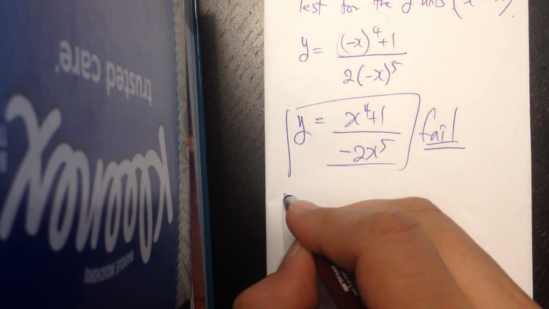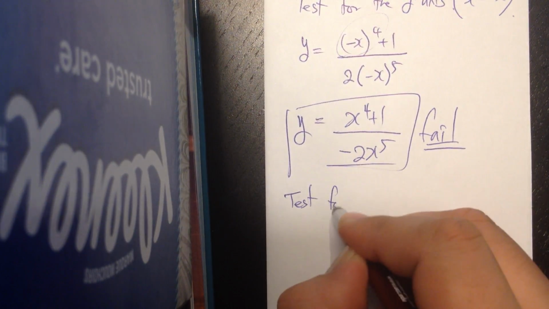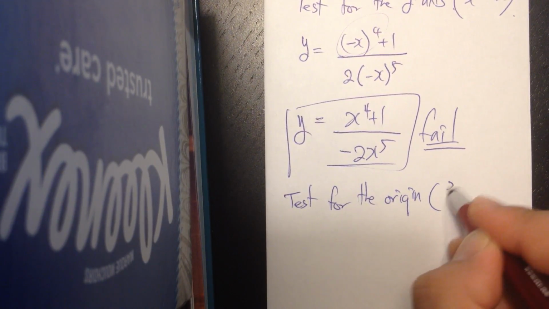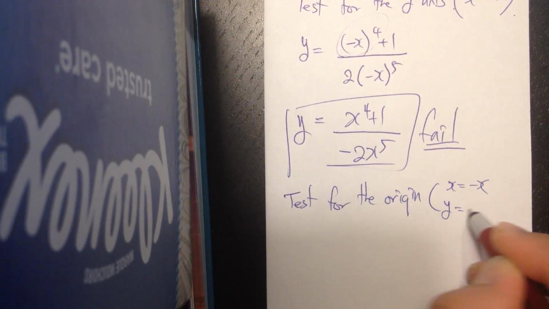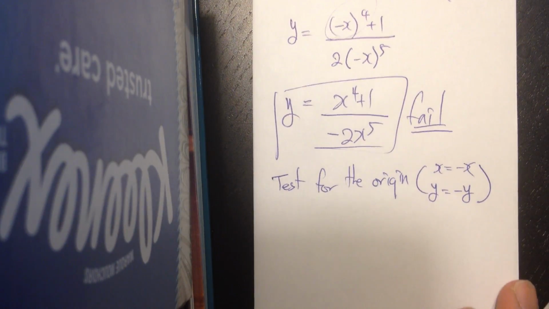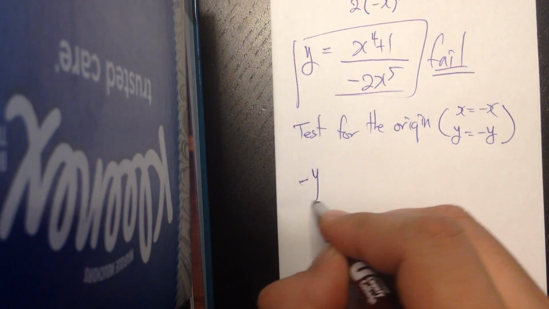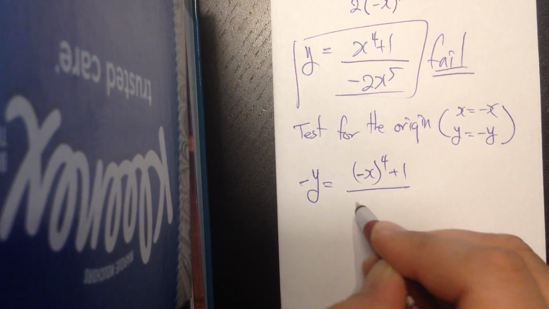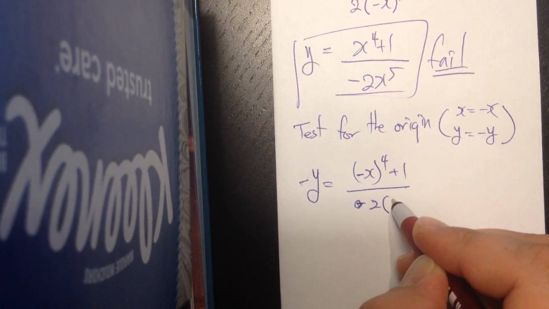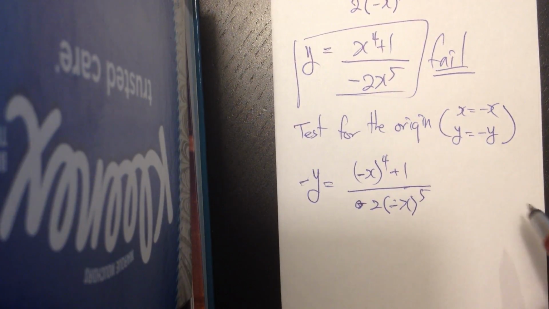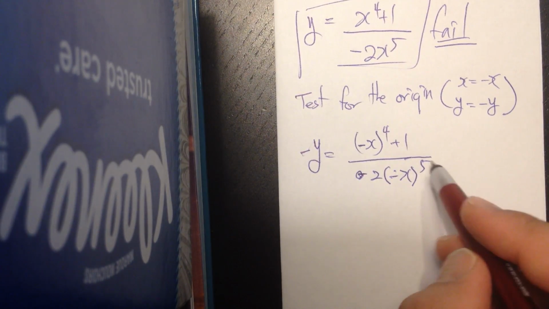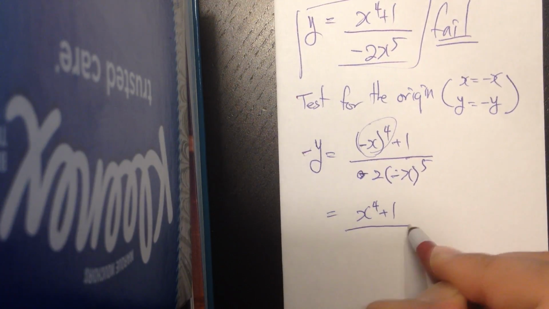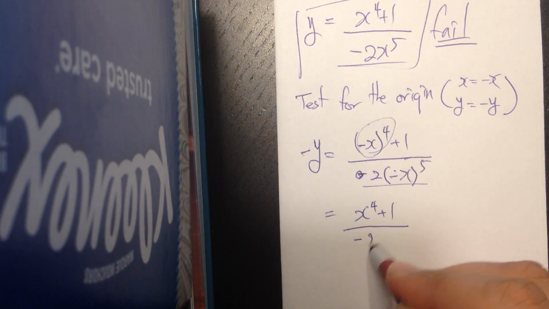Okay. How about the origin? Let's test for the origin. That means x has got to be negative x, y has to be negative y. Okay, so then here will be negative y, negative x, negative 2, negative x to the fifth. So that means, first of all, this is positive, as we did here. You know this is going to be negative.